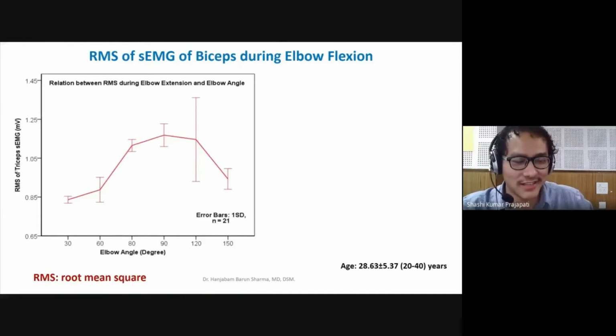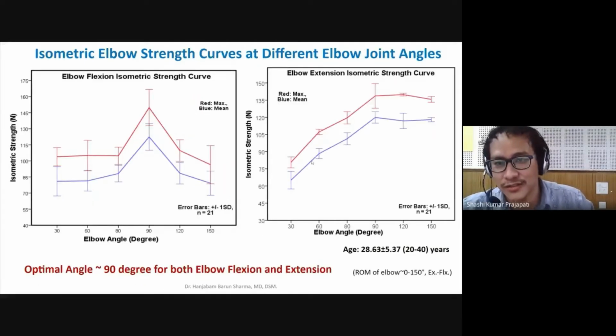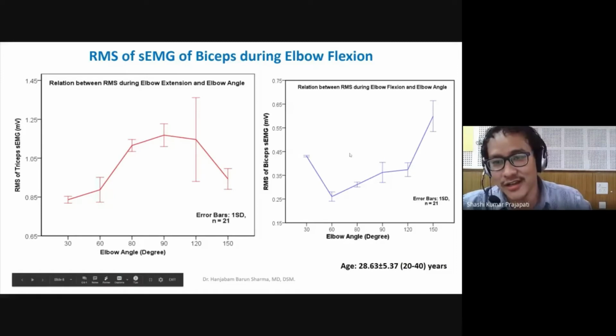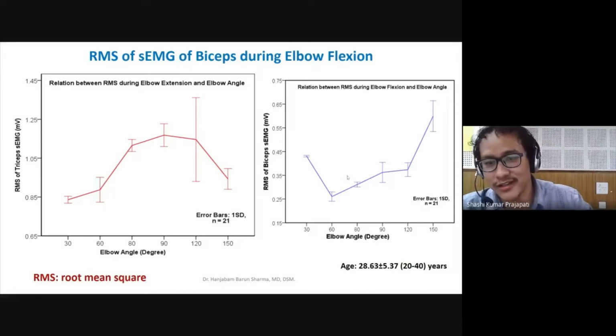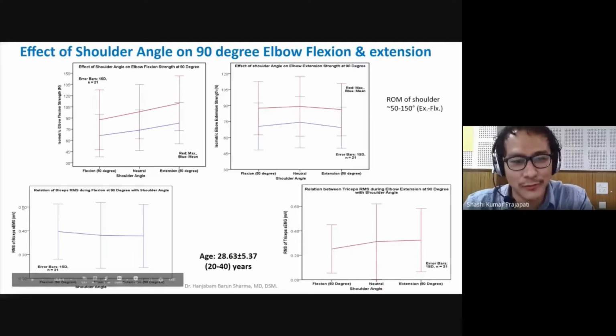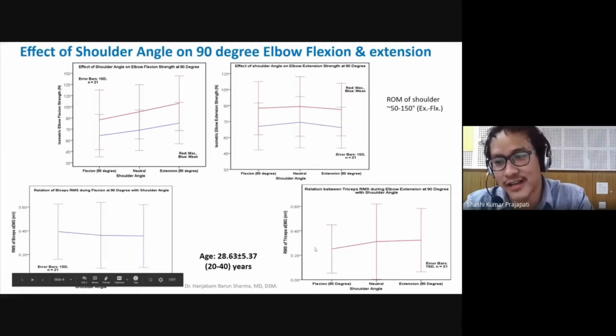This is the extensor, that is tricep. And this tricep RMS is approximately following the strength curve of the tricep. This is the strength curve of the tricep, which is a little bit inverted, but it is not so very clear. Still, we can see that the RMS is approximately following the strength curve, which is not there in case of bicep and elbow flexion. So the same thing we are able to see in the shoulder flexion and extension also.